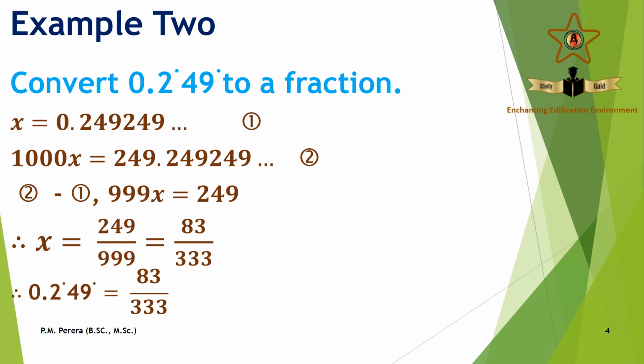From these two examples, it is clear that any recurring decimal can be converted to a fraction. Since fractions are rational numbers, any recurring decimal is rational.